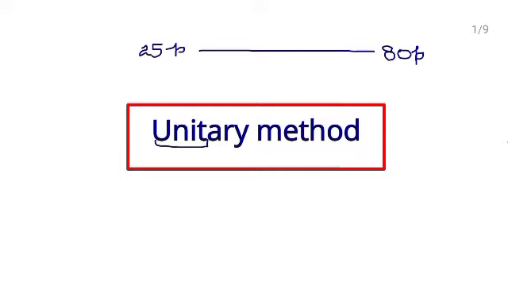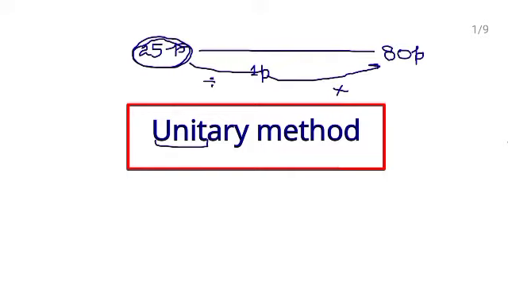So first of all, in the unitary method, from these 25 pencils you will find the value of the unit, meaning one pencil's cost, right? Then from this one pencil you will find the cost of 80 pencils. How? To find the cost of one pencil, you will divide, and to find the cost of more pencils from this one, you will multiply. How will we use this unitary method? Let's understand with some questions.